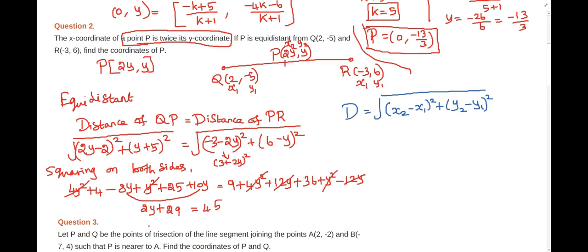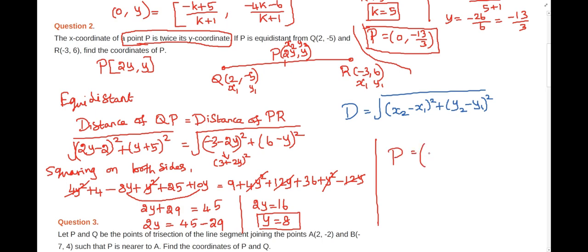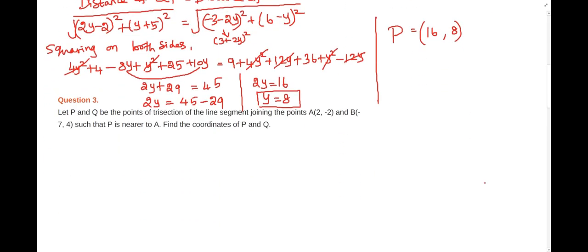So if you side change, 2y is equal to 45 minus 29, which means 2y equals 16, so y equals 8. So the coordinates are P equal to 16 comma 8. Now move to the next question, third one.